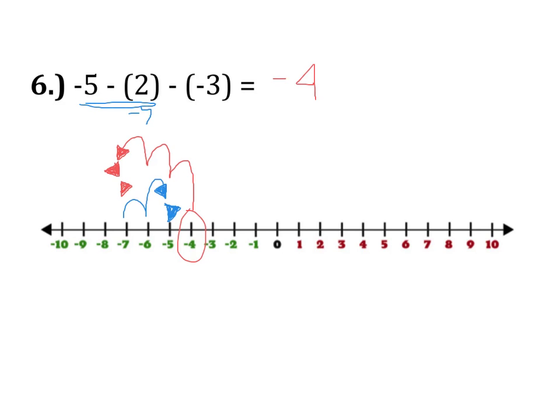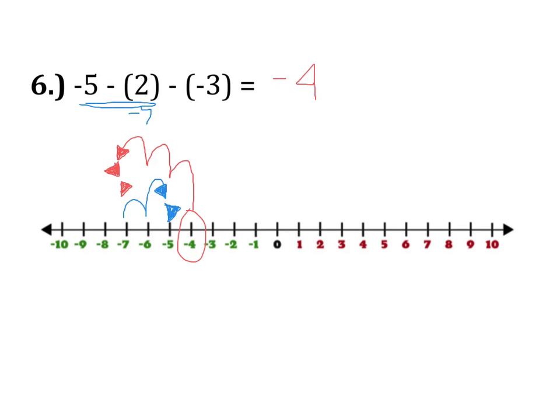Alrighty, so the correct answer is negative 4. Here's why. We started out at negative 5 in the positive direction. Since we're subtracting, we flipped, but we only flipped once because there isn't a negative sign in front of that 2. And then I moved forward in the negative direction 2 spaces and landed at negative 7.